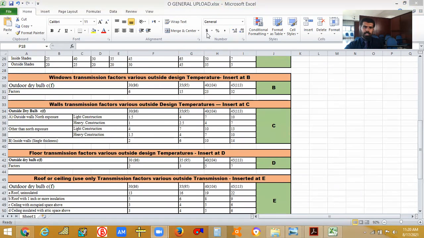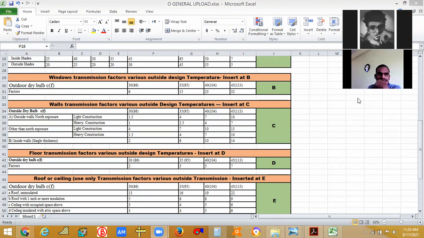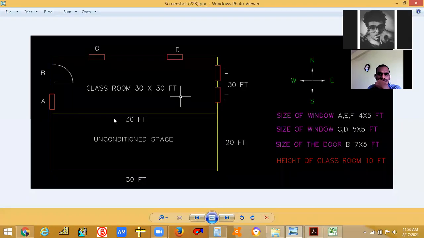What if the wall is partially conditioned? If it is partially conditioned, you have to take that partial area only. If only this much was conditioned or this much area is unconditioned, you have to take only this much length and height.